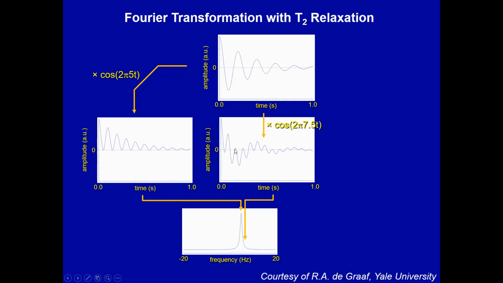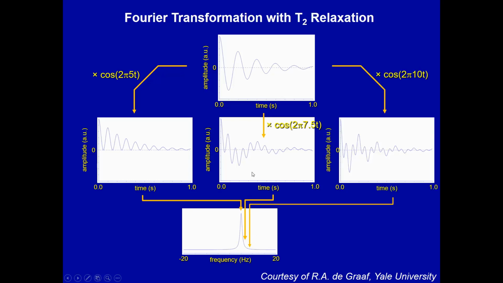Now, if we go off a little bit, the integral of this doesn't go to zero because there's some positive and there's some negative before the signal, but eventually the signal dies away. So 2 pi times 7.5t is not quite a match. But overall, if you add up the areas of the positive part and the areas of the negative part, you come up with a net positive for this curve. So here we are on the shoulder of the peak.